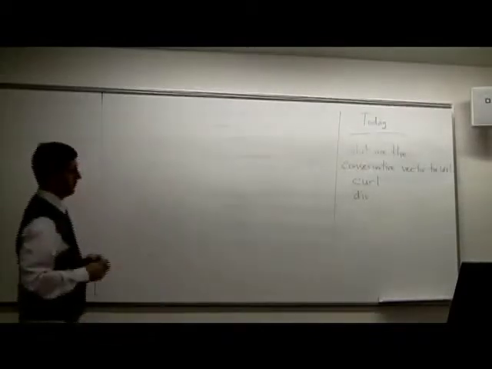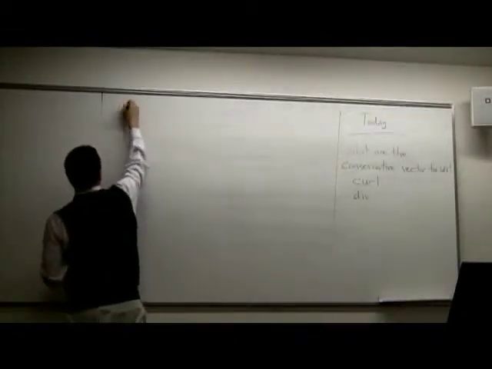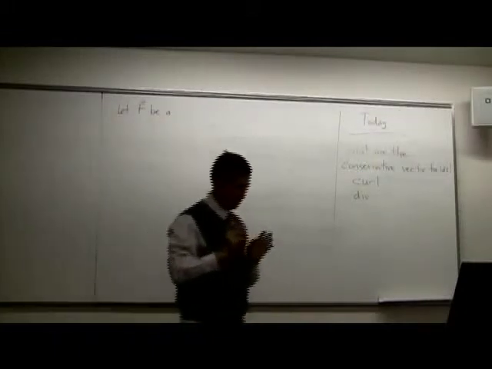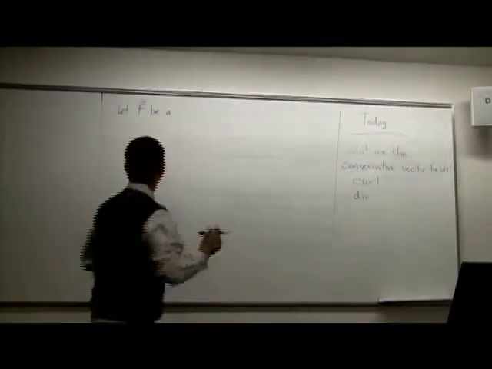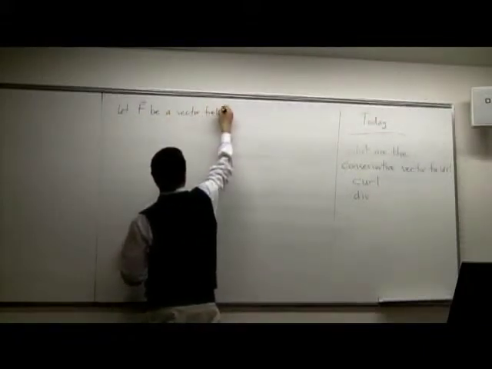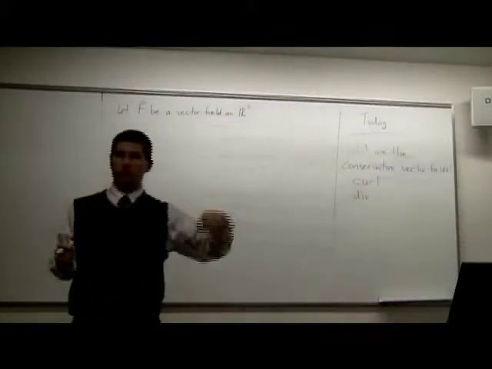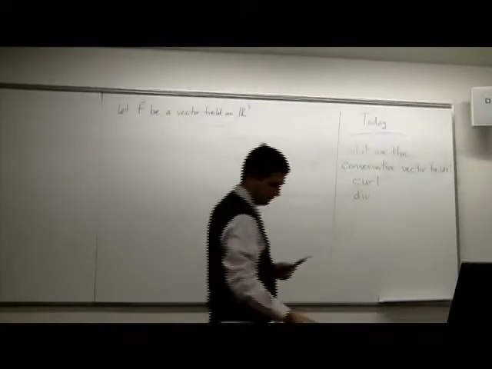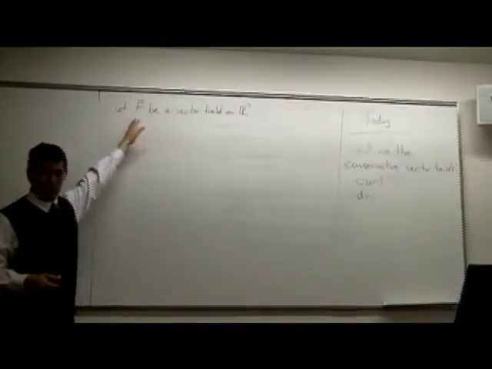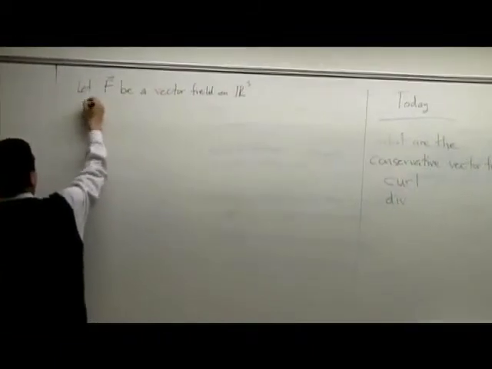So let's answer this question. What are the conservative vector fields? So let F be a vector field. We're just going to do this on R3. So let F be a vector field on R3. This means it eats points in space and spits out vectors in space. And now remember, when you have a vector field, just like when you had a vector function, it comes with component functions.